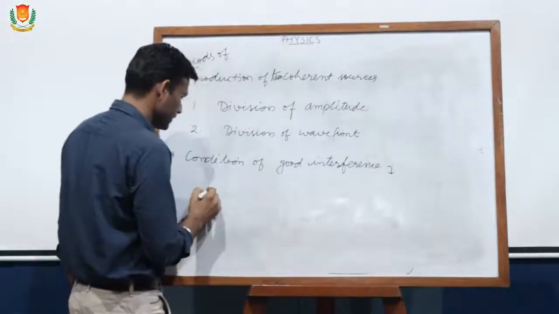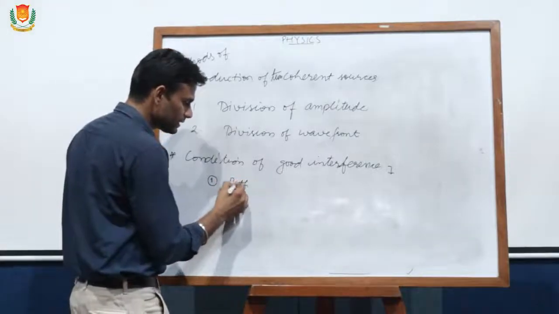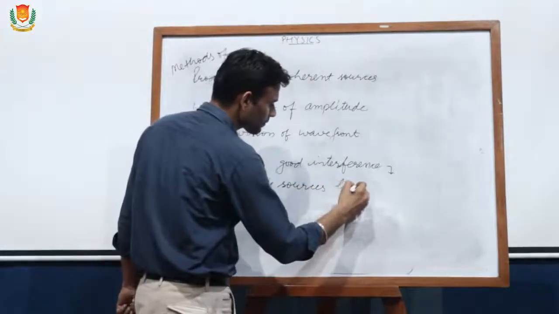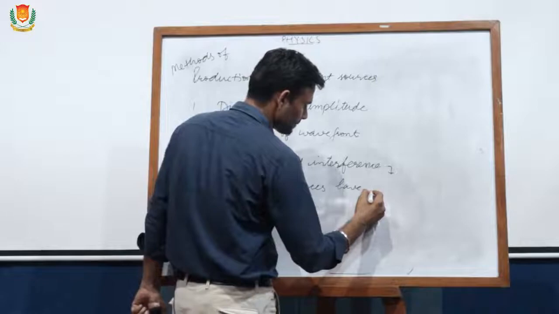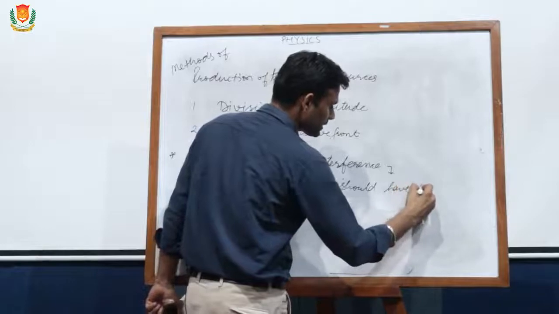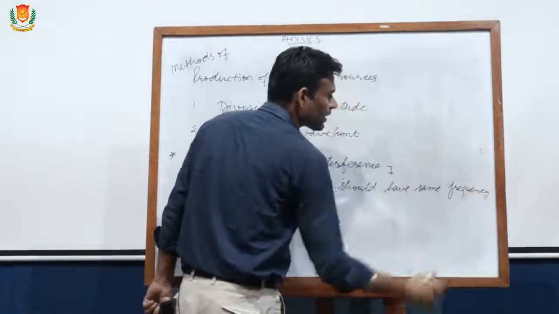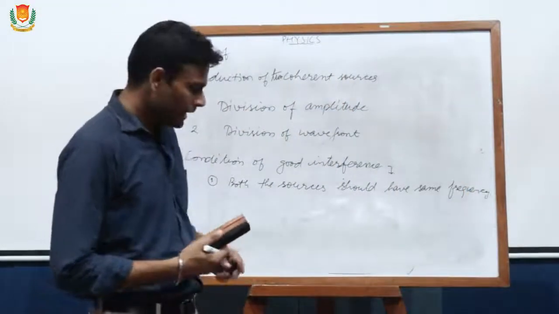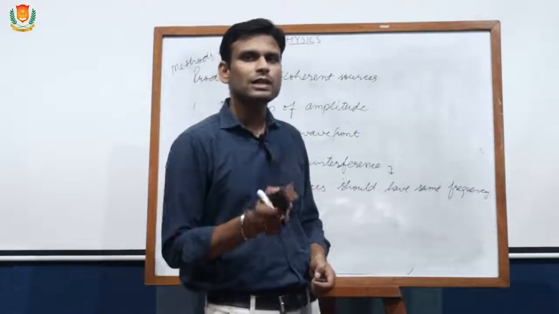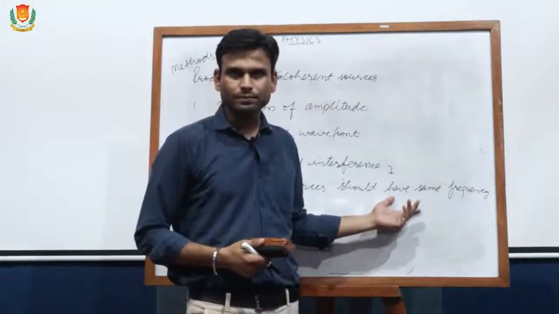Conditions of good interference. Number one, the first condition is both the sources should have the same frequency. What will happen if the frequency is different? If we have two sources having different frequencies, then their maxima and minima will change continuously with respect to time. So the pattern will not be fine.